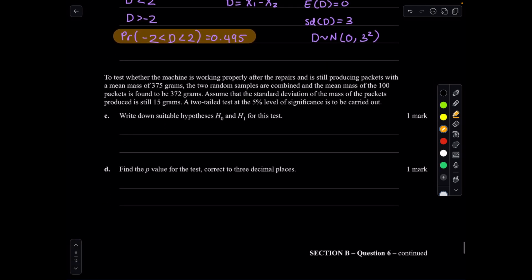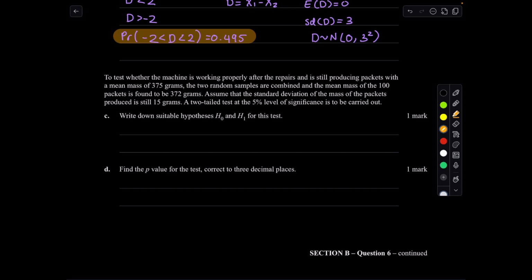Okay. Next question. To test whether the machine is still producing packets with a mean of 375 after repairs, a random sample of 100 packets is taken and the mean mass is found to be 372 grams. Assume that the standard deviation of the mass of the packets produced is still 15. A 2-tailed test at 5% level of significance is to be carried out. Write down the suitable hypotheses, the null and the alternative.